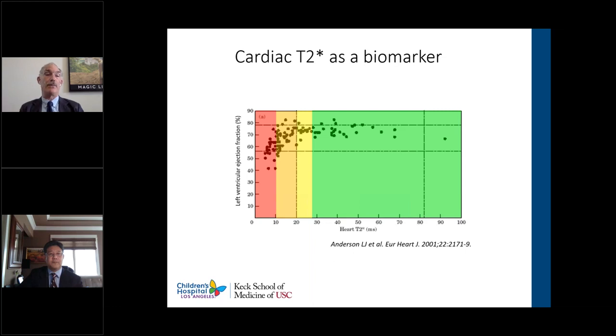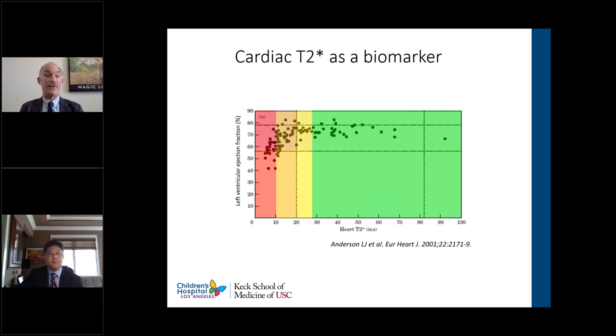And this is the first study that validated the cardiac T2 star as a biomarker. This is a plot of left ventricular ejection fraction on the Y versus heart T2 star on the x-axis. A high T2 star means low iron. And you can see that all of the patients who have a T2 star greater than 20 milliseconds have normal ejection fraction. But as you get below that threshold, there's a higher and higher probability of developing left ventricular dysfunction.